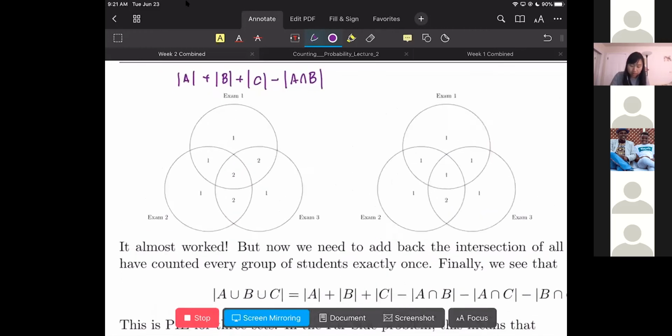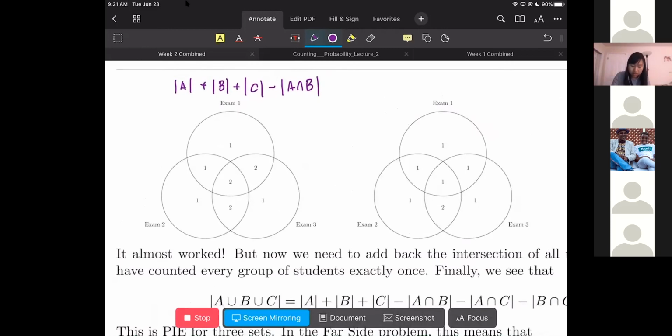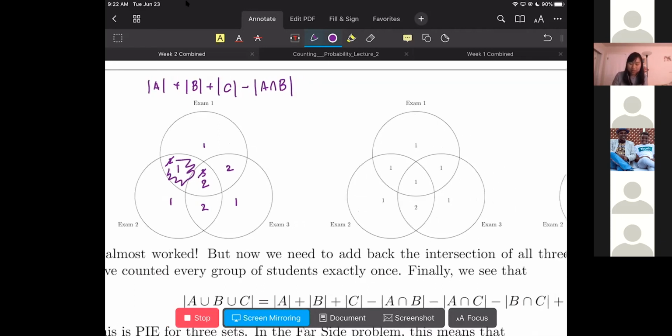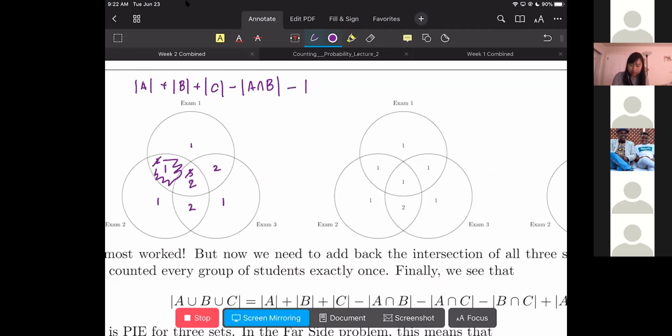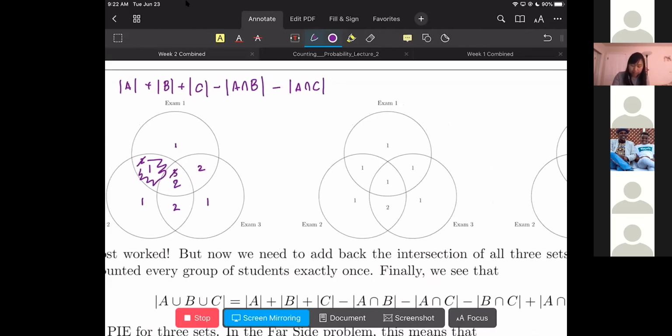In that case, we end up counting this section once, this section once, this section once, this section twice, this section twice. And then since we're subtracting out the intersection, before we were counting this twice and counting this 3 times, now we're counting this once and counting this twice. So that's promising. Now we're only counting this section once. So let's then subtract out A intersect C. If I subtract out this intersection, then I'm going to count this once and count this once. So I'm really close to counting everything once.